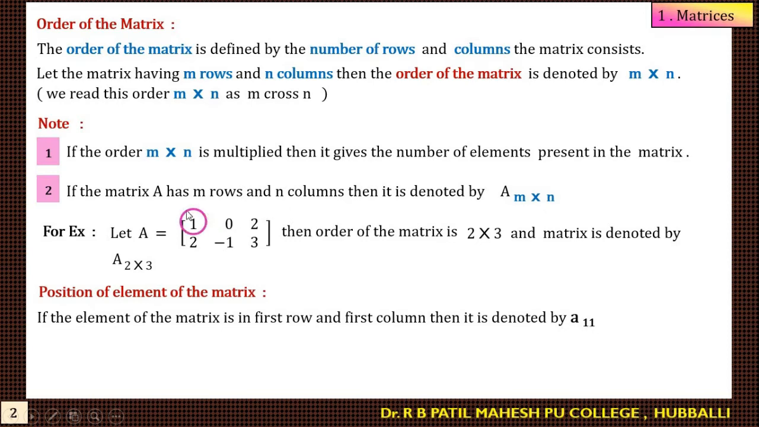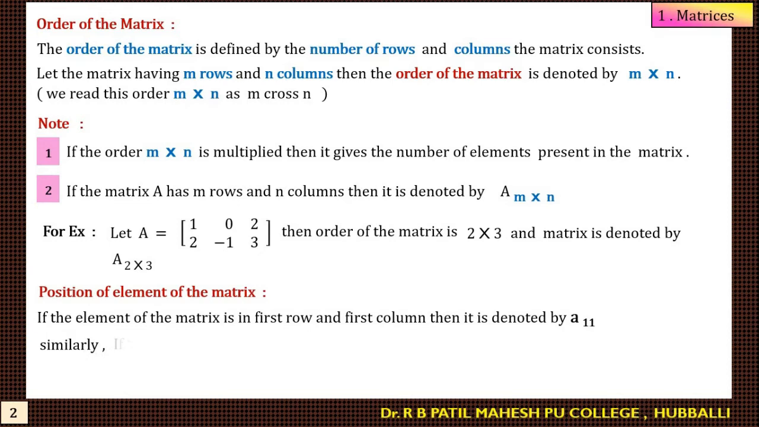Here in this example, this is the position and this is the element. Here A means it is not a specific element, it is general, we say that it is some element. When we write A11 is equal to 1, that becomes the first row, first column element, which is the number one.